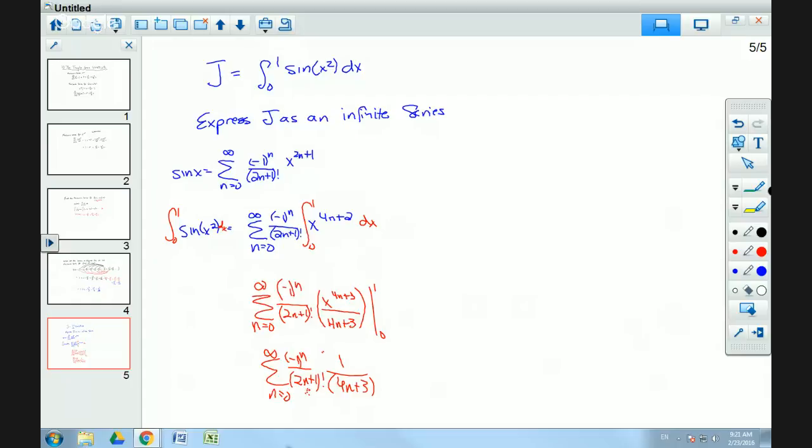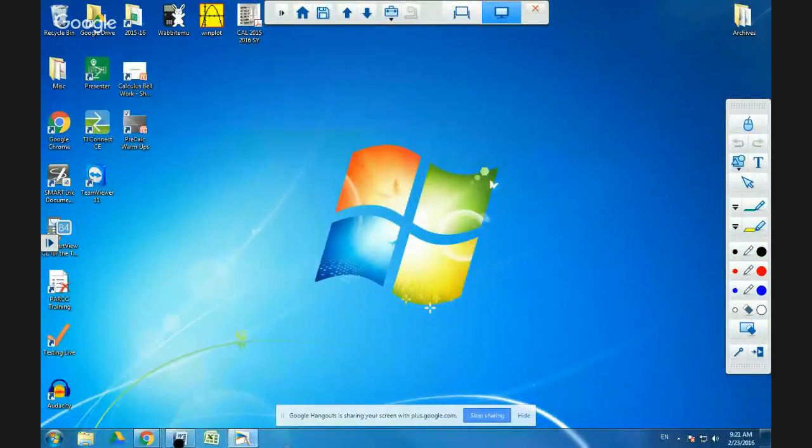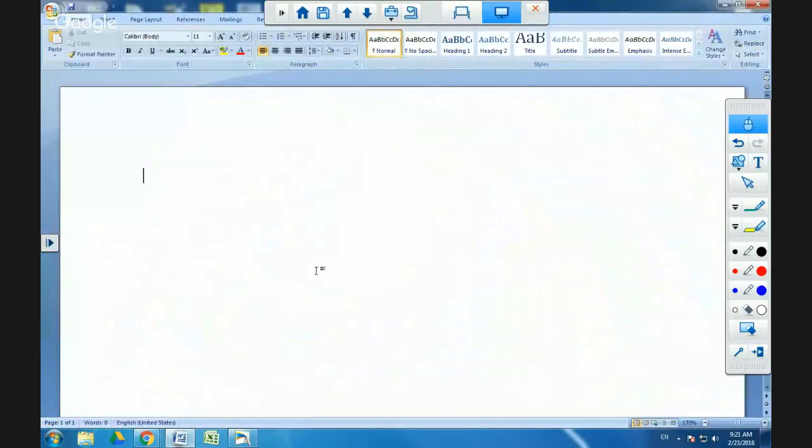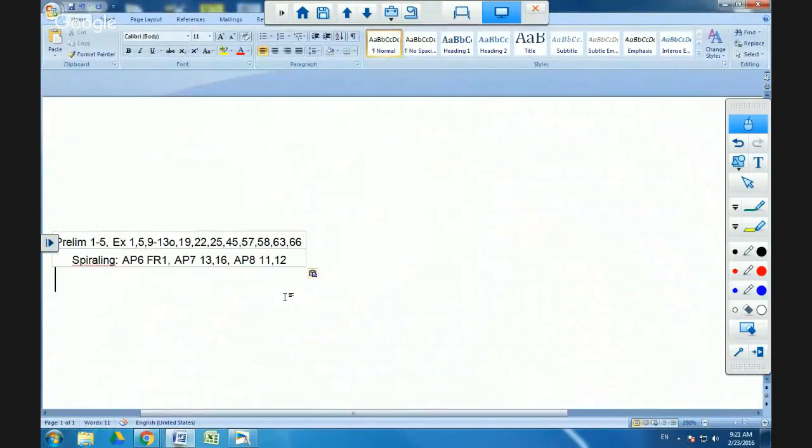Oh, she went all the way over here. Oops. I'm serious. Long mouse. There you go.